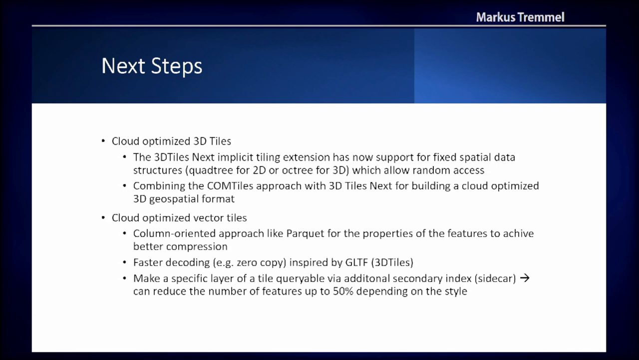But now there's a new feature called implicit tiling, which is an extension on 3D tiles. Now 3D tiles has support for fixed spatial data structures, for example a quadtree for 2D or an octree for 3D, which allows random access. And we are now trying to combine this with COMTiles to also host or deploy 3D tiles on a cloud object storage.